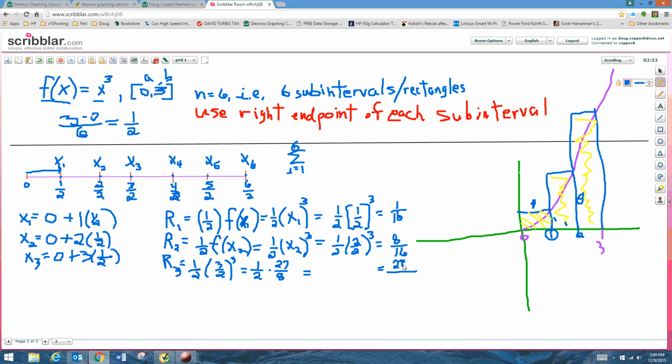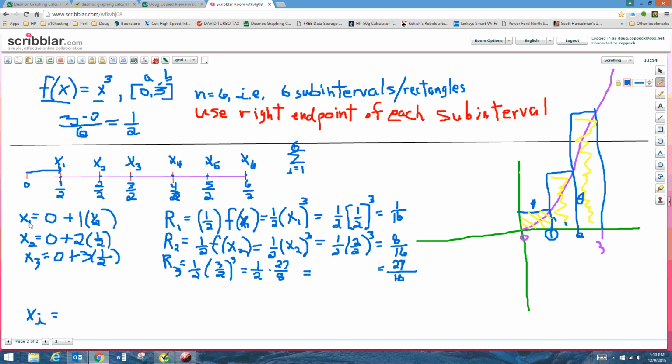Now I'm going to eventually pause the video and come back and fill in the areas of the other 3 rectangles. But first I want to talk about how we generalize x sub I. If I talk about x sub I, I'm talking about what is the x value that I'm going to substitute into the function in order to calculate the height.